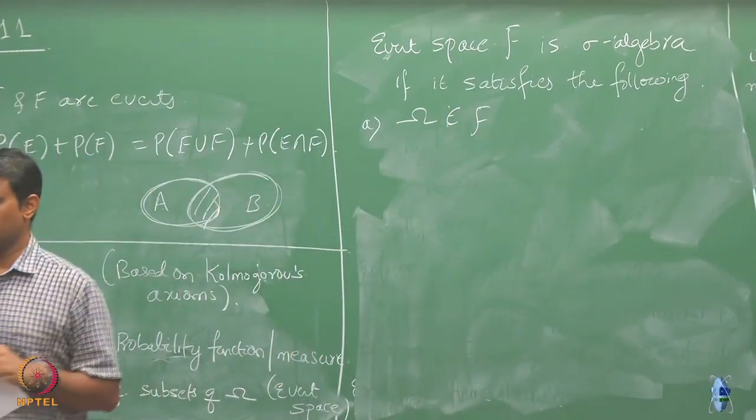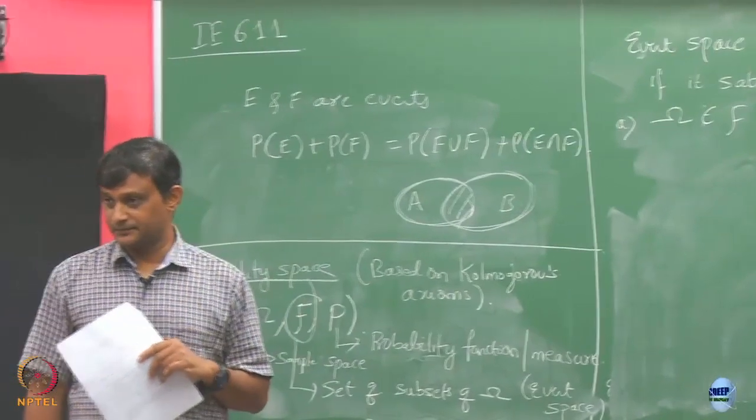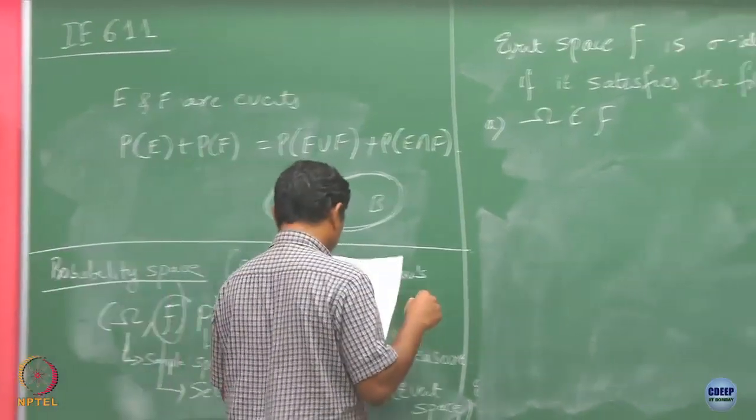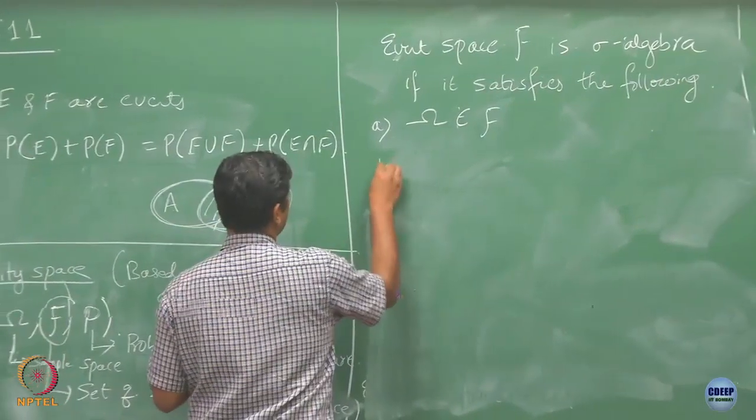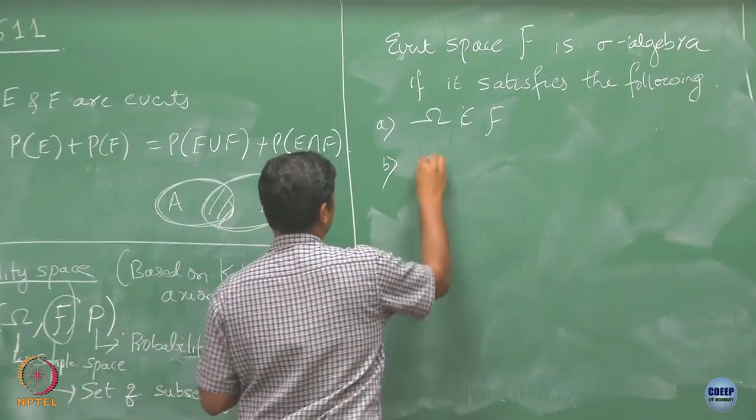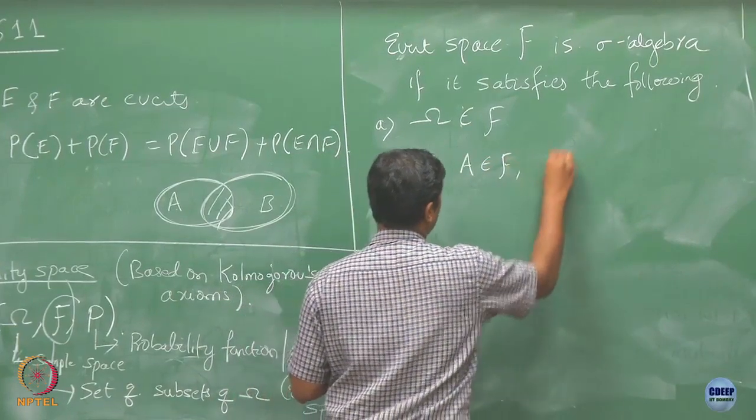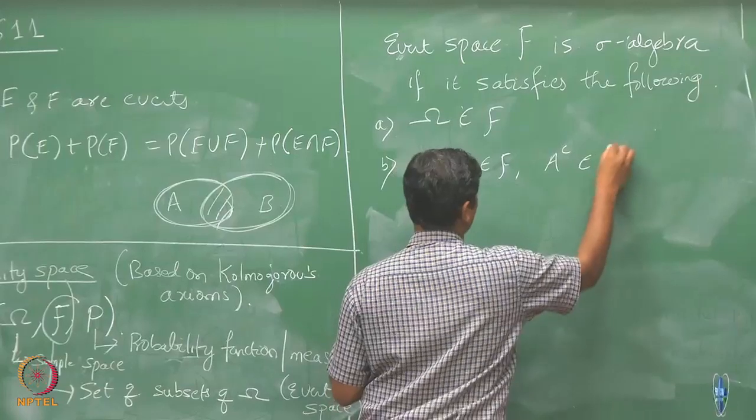First thing I want is this omega to be included in my event space, that is, the entire collection of my outcomes should be included in F. And then, if some event A belongs to F, then A complement belongs to F.